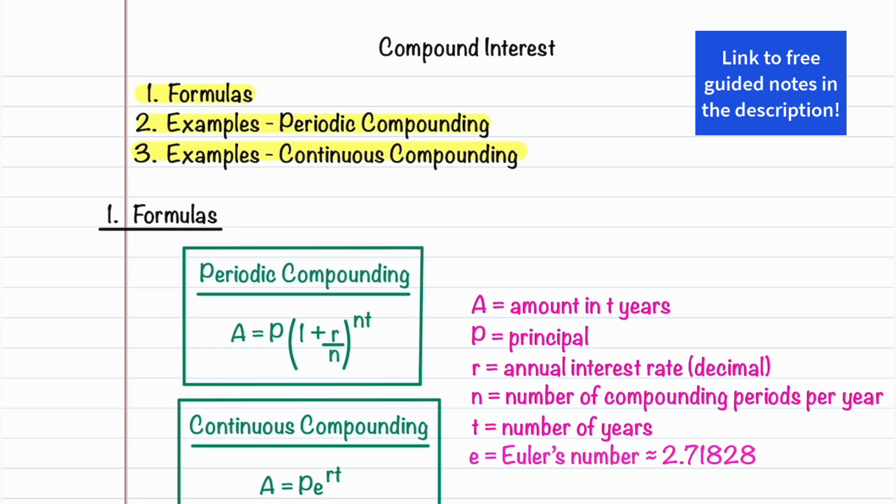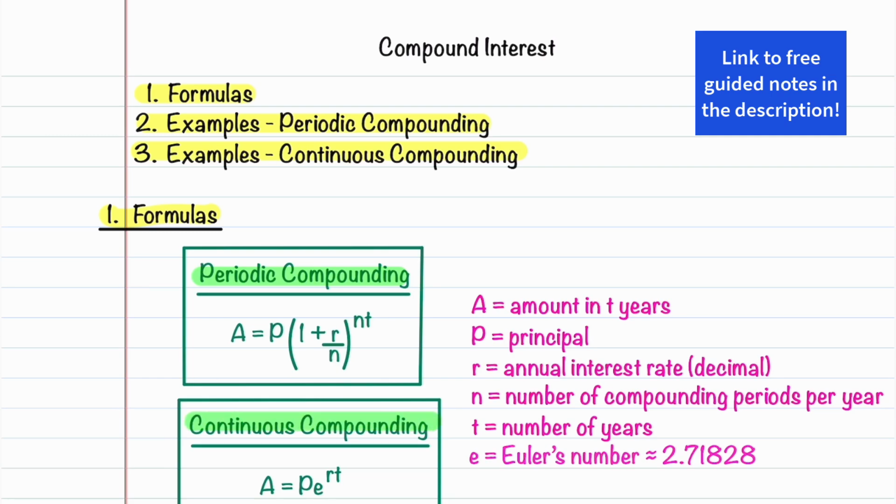What exactly is compound interest? It's interest calculated not just on the initial principal, but also on the interest that's been added over time. In other words, your money earns interest, and then that interest earns interest too. It's a powerful concept because your money is working for you more and more over time. In this video, we're going to look at two main types of compounding: periodic compounding and then continuous compounding.